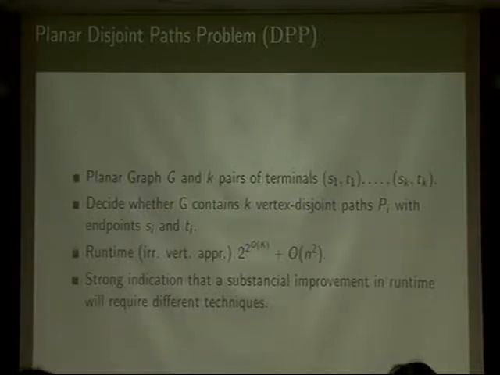Basically, the one exponentiation comes from the size of the graph. For that one, we get the nearly exact lower bound as well, and the other one comes from going via the tree decompositions, so it's kind of inherent in the irrelevant vertex approach.